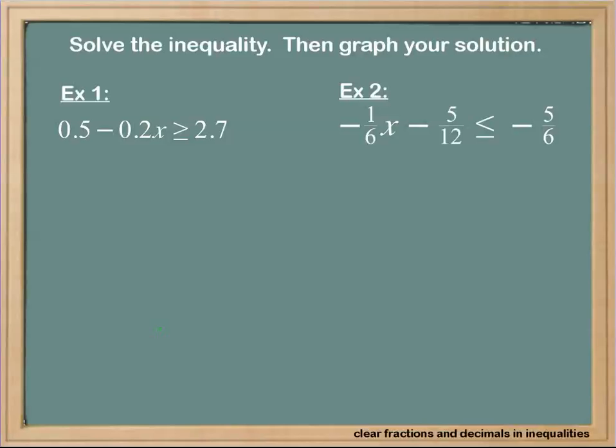Alright, let's solve some inequalities that involve decimals and fractions. We're going to solve and we're going to graph. In the first inequality, example 1 here, we've got 0.5 minus 0.2x is greater than or equal to 2.7.